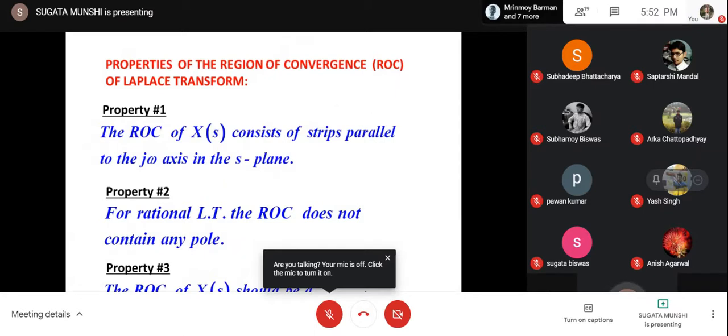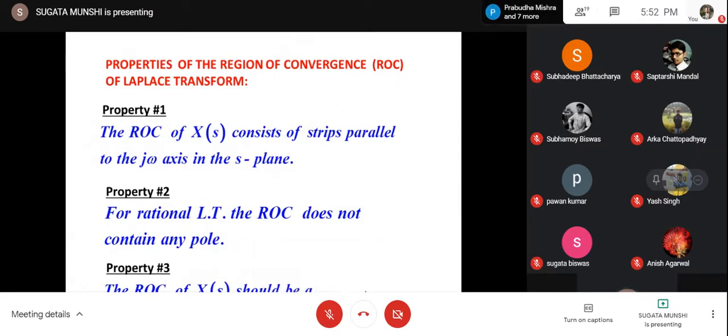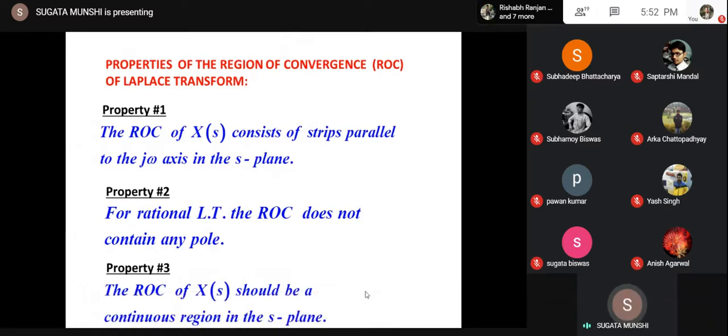Properties of the region of convergence, not properties of the Laplace transform, but the properties of the region of convergence of the bilateral Laplace transform. Some of the properties I have already mentioned in the course of my discussion. Others are there also. A few more properties.